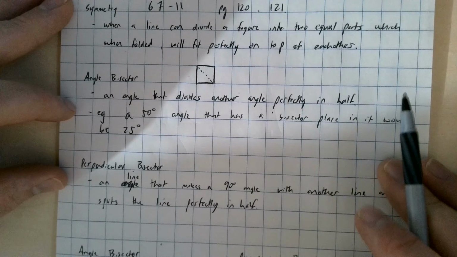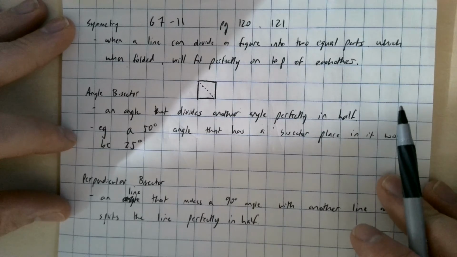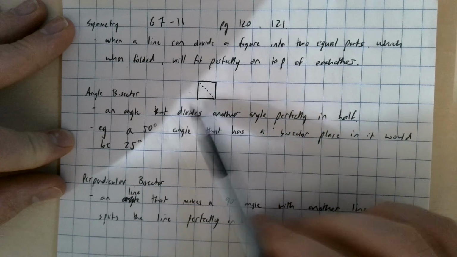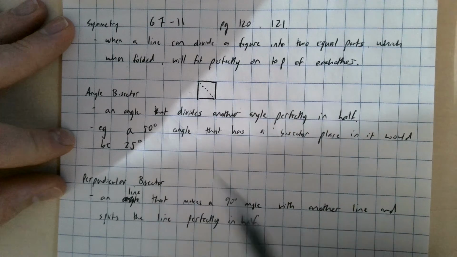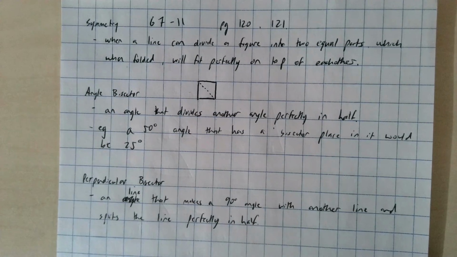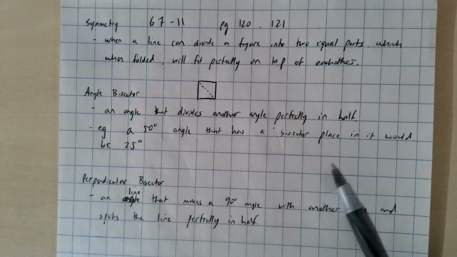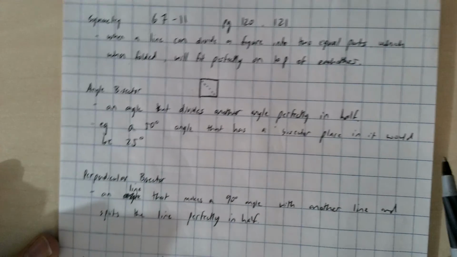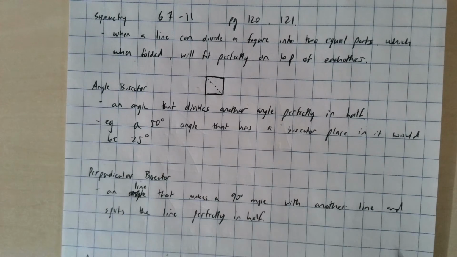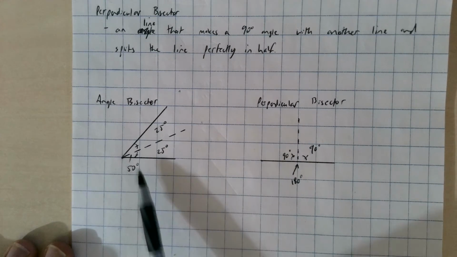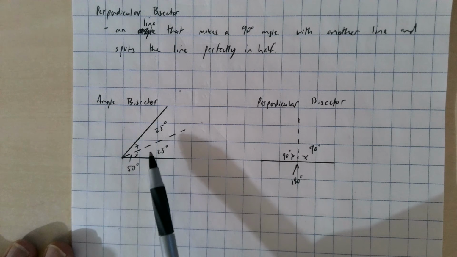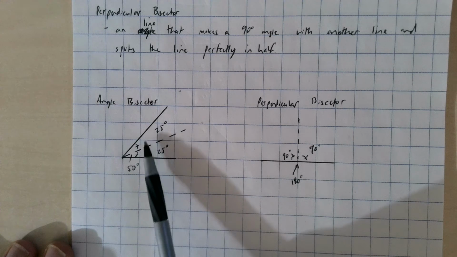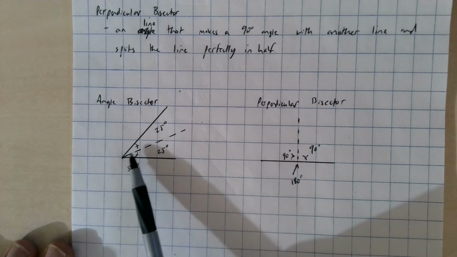Angle bisectors are somewhat similar to this, actually. Symmetry is about the entire shape. Angle bisectors are specifically about just an angle, and an angle that divides another angle perfectly in half. So if you were to have a 50-degree angle that has a bisector in place, it would be 25 degrees on either side. So I have a little drawing of that down here. We have a 50-degree angle. This entire angle here is 50 degrees. And I've drawn an angle bisector which splits the angle in half, and both of these are 25. And that's my angle bisector.